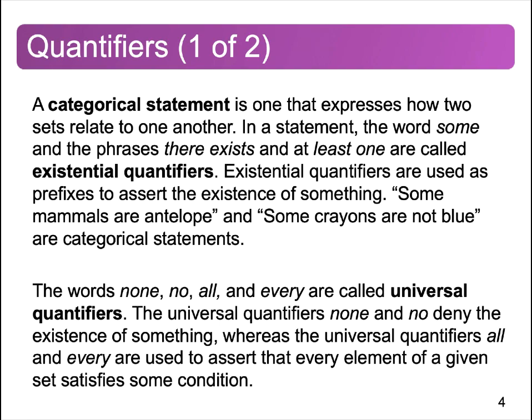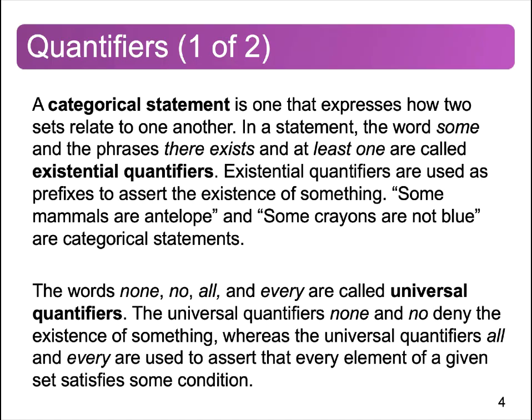Now, you might have the word some or phrases like there exist or at least one with these categorical statements. These are called existential quantifiers, and they would help us understand things like some mammals are antelope, to know that there are some mammals that are antelope, but there may be some mammals that are not antelope. Some crayons are not blue. That would also be a categorical statement because that's telling us that there is at least one crayon that is not blue.